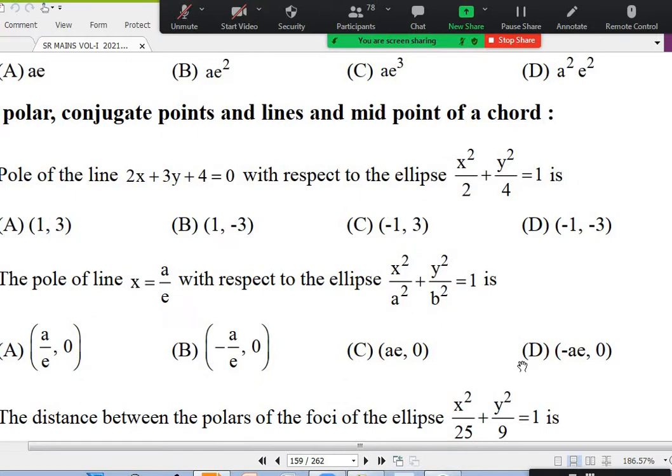Okay, anybody doubt about 70? What is the formula for a pole of a line? One way is you can assume the pole is x1, y1, find the polar S1 equal to 0 and compare it. Okay, any other method for finding the pole? Is there any formula?